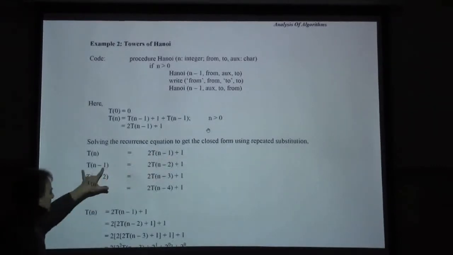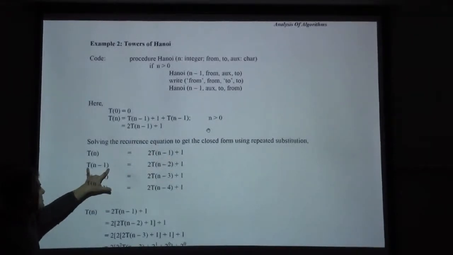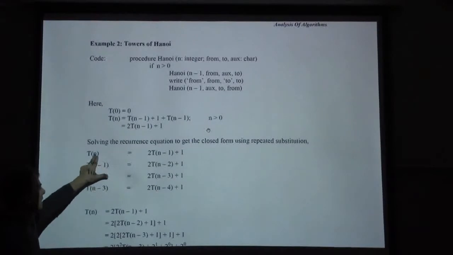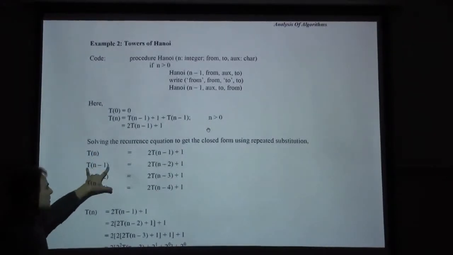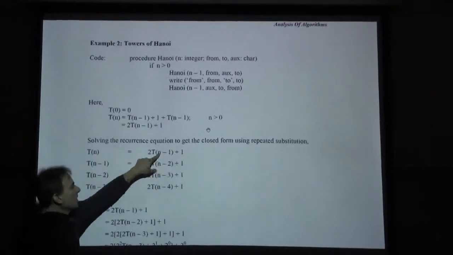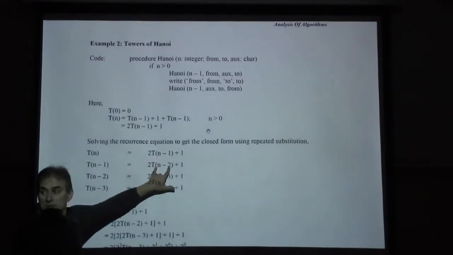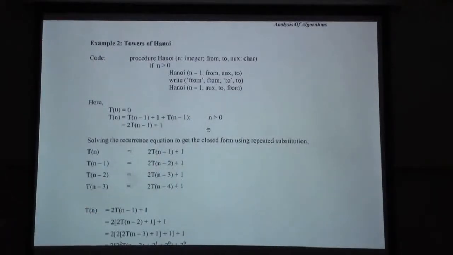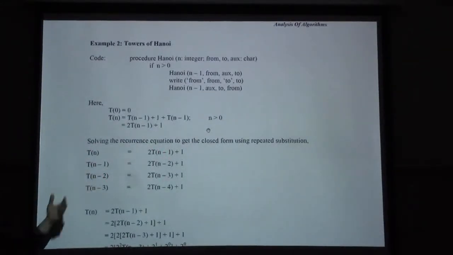So T of n minus 1 is here, and all we're doing here is substituting n minus 1 for n. So T of n minus 1 is going to be 2 times T of n minus 1 minus 1, n minus 2, plus 1. And that gives us the second expansion. If we want to solve for T of n minus 2, then we solve it by putting n minus 2 for n. So it's n minus 2 minus 1, n minus 3. And you can see the dot, dot, dot, the expansion.